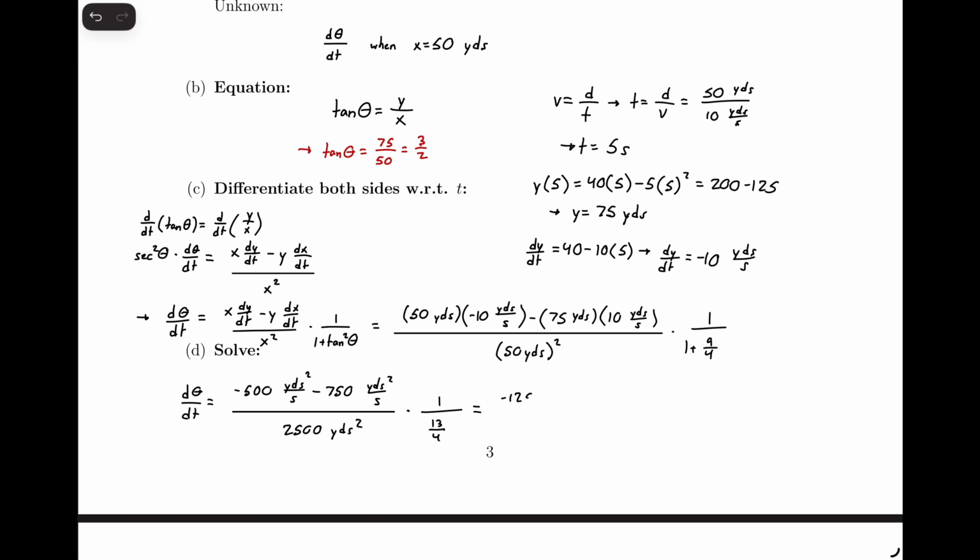All right, negative 1,250 yards squared per second over 2,500 yards squared. 1 over 13/4 is the same as 4/13. So this ends up coming out to negative 1/2 yards squared per second over yards squared. That's just 1 over second. That's 1 over second, times 4/13.